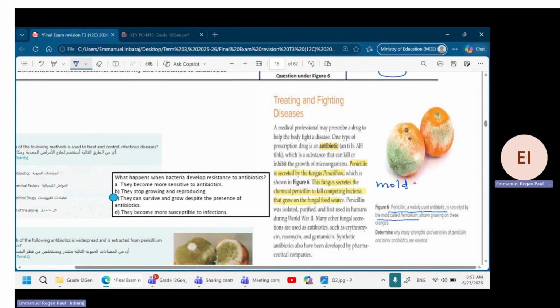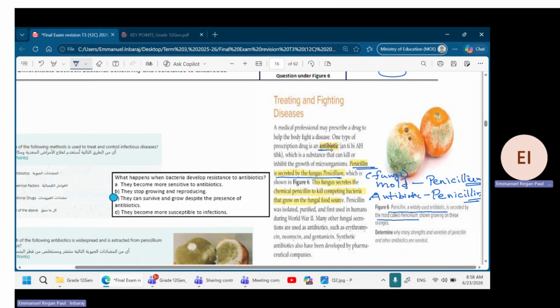What is mold? Mold is penicillium. And what is the antibiotic? Antibiotic means the medicine that is used. Antibiotic is penicillin. See the difference. Penicillin, penicillium. Penicillin is secreted by a fungi. Mold and fungi are the same. Okay, remember. So fungi is a penicillium. And what does it do? The fungi secretes a chemical called penicillin.